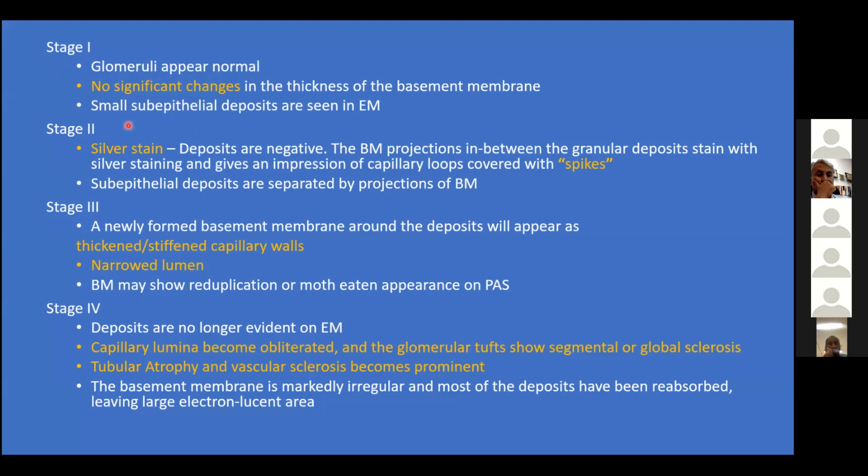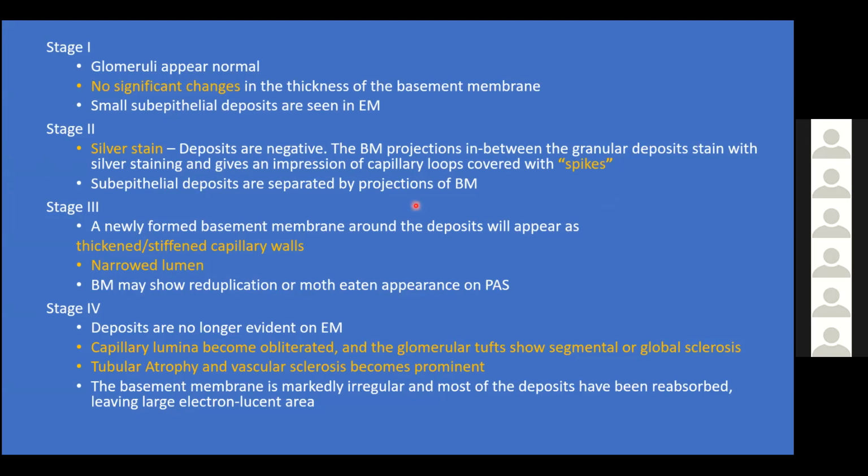In stage 2, on silver stains, the deposits are negative. Since the silver stain stains the basement membrane, it will not stain the immune deposits. As a result, the basement membrane projections in between the granular deposits take up the stain and give an impression of capillary loops covered with spikes. So we will see the spikes in stage 2. These subepithelial deposits are separated by the projections of basement membrane, as I showed in the Jones stain.